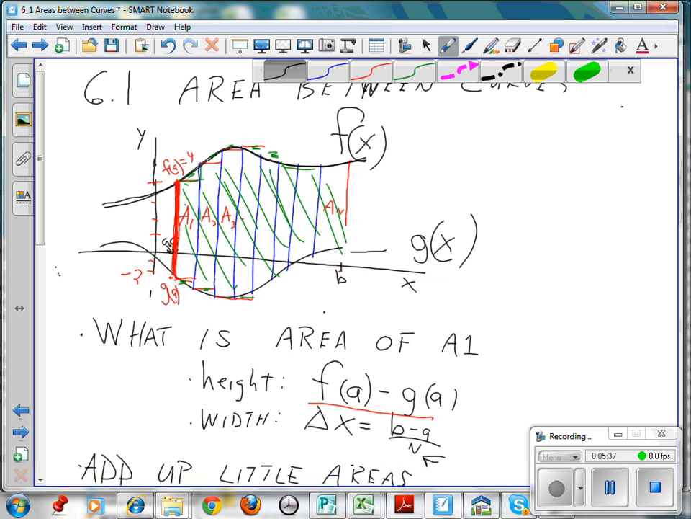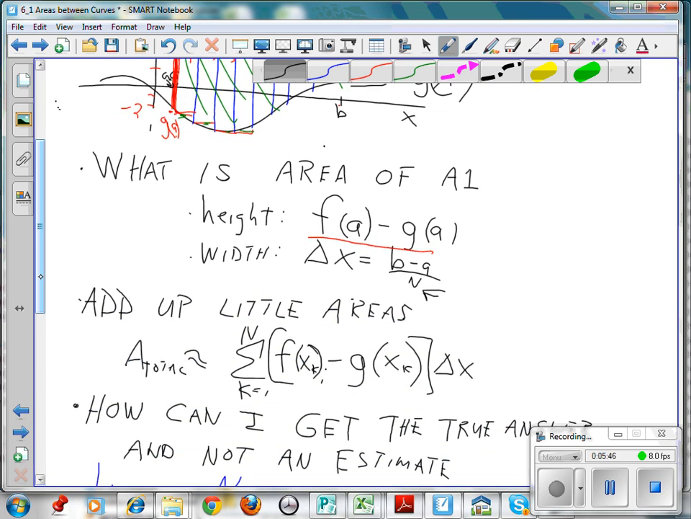So if I wanted to approximate this, and you can see it's an approximation because I'm missing some areas here, I could add up those little areas, right? I could add up these little areas right here.